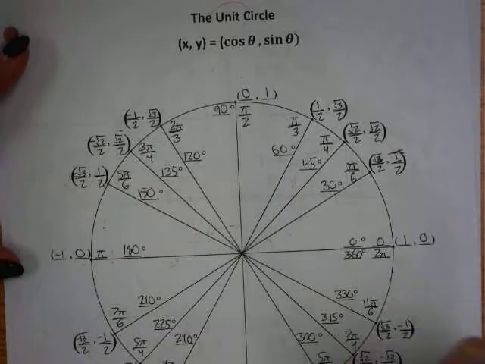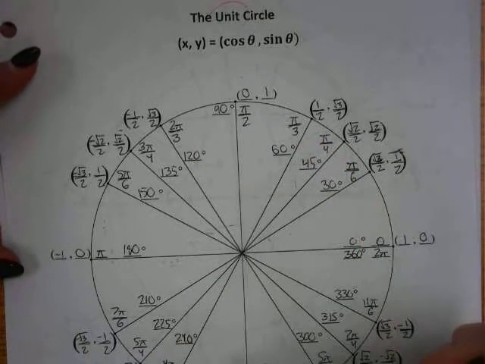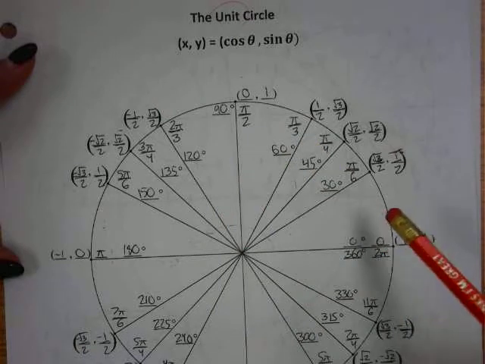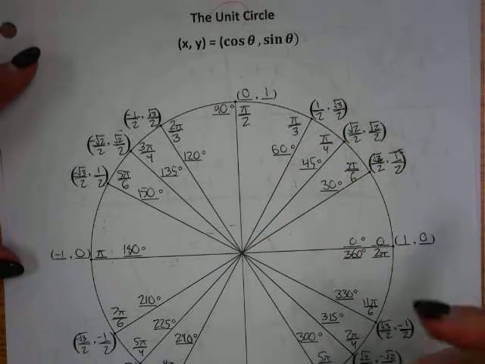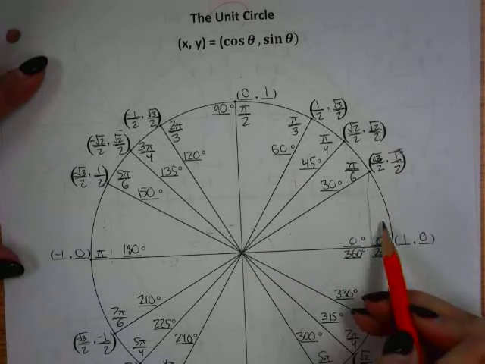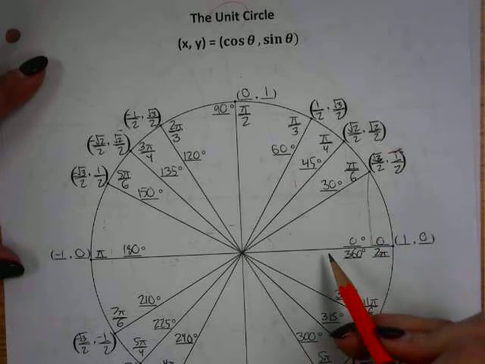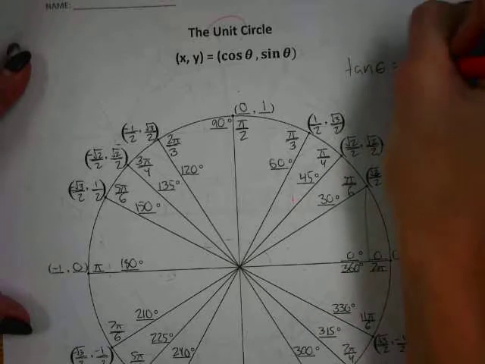So if I ask you to evaluate a trigonometric function at a particular angle, we can find cosine by just looking at our x coordinate. We can find sine by looking at our y coordinate. And then remember, tangent is always opposite over adjacent, so think about your y over your x. I'll write that one off to the side too, y over x.